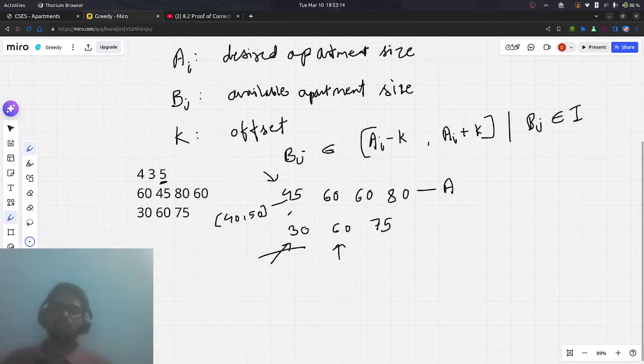So this time, since this thing is less than this, there's a condition check. If the apartment size is greater than the person's range, then we will move this pointer, and if it is less than this, then we'll move this pointer. So this is the logic, in simple terms.